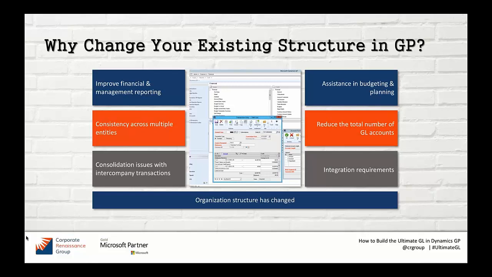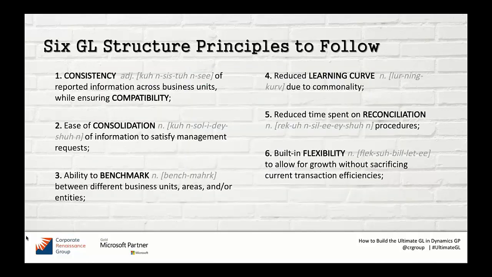Organization structure. Often clients tell me every time they do a budget, their org structure changes. And when their org structure changes, they need the COA to accommodate that. And again, that's probably one of the big reasons to change. So I look at this slide and think, improve financial management reporting, reduce the total number of GL accounts, and org structure has changed. To me, those are the three big drivers of why we look at changing up the COA. Some principles we think are important when we look at changing it.